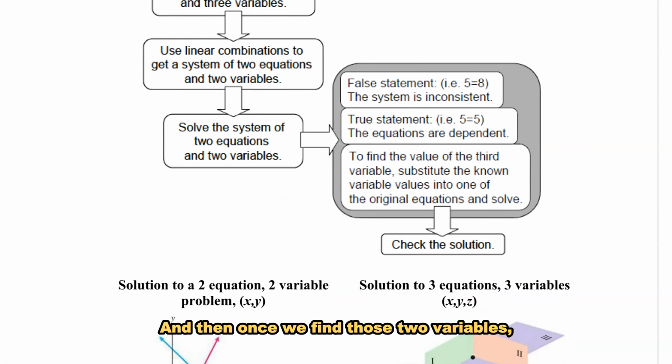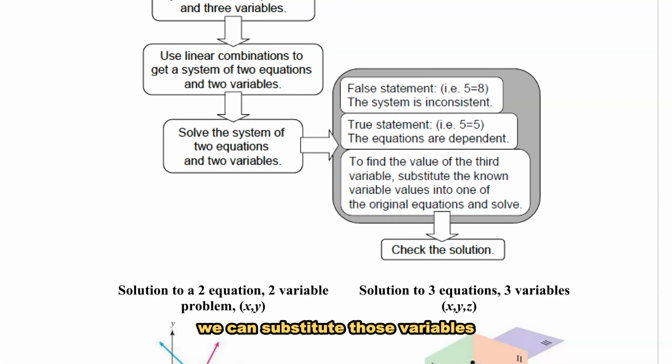And then once we find those 2 variables, we can substitute those variables into one of the original equations and solve for the 3rd variable. And then we get a solution for all 3 variables, which will be an ordered triple.